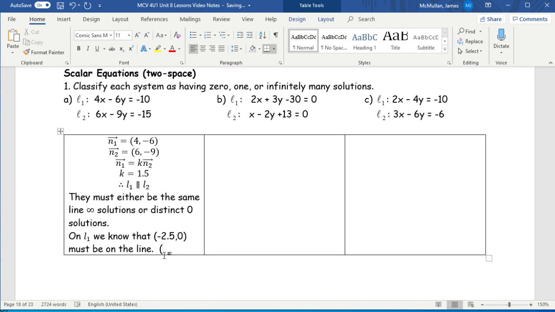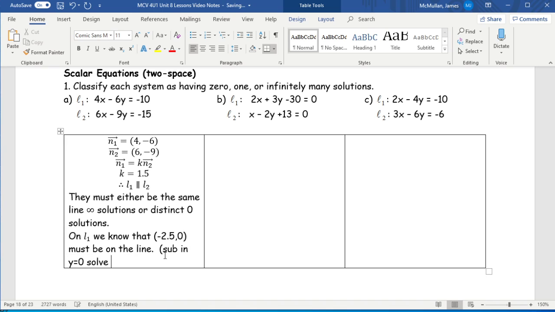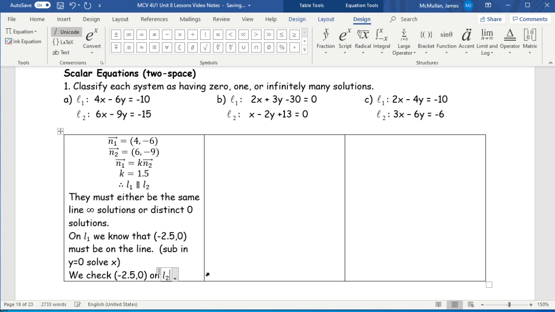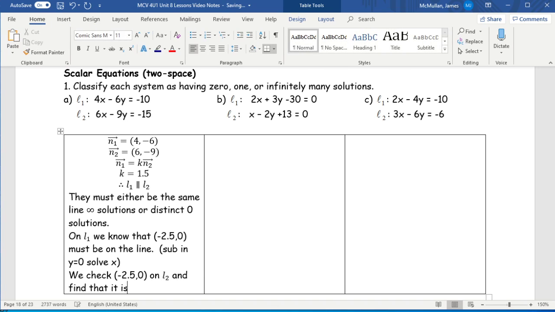And again, all I did there was sub in y equals 0 and solve for x, right? So if y is 0, then this whole term is temporarily not there because it's equal to 0. So 4x equals negative 10, so x equals negative 2.5, and that would be your x-intercept. Now try that in the second line. 6 times negative 2.5, take away 9 times 0, is equal to negative 15. So we check (-2.5, 0) on L2 and find that it is there.